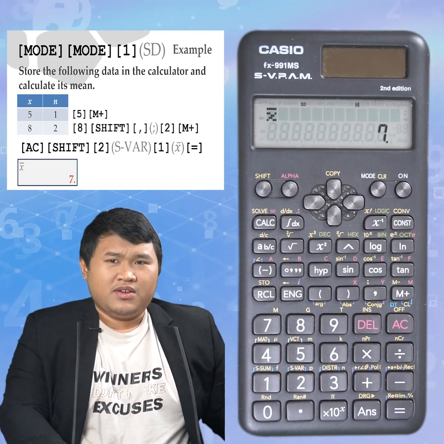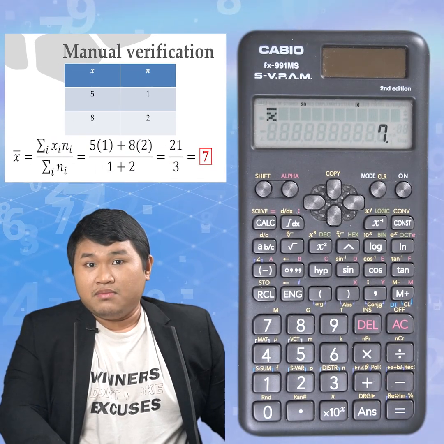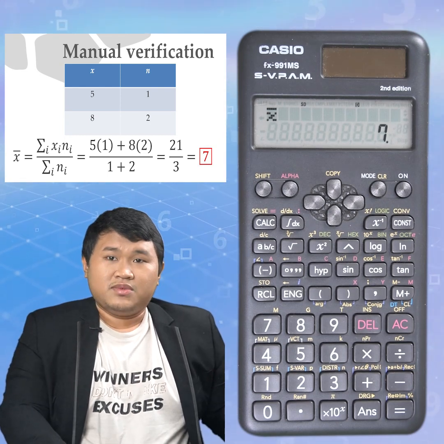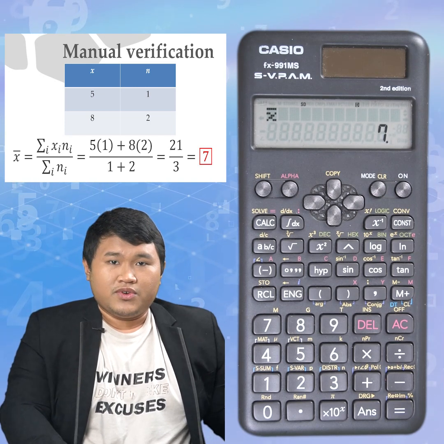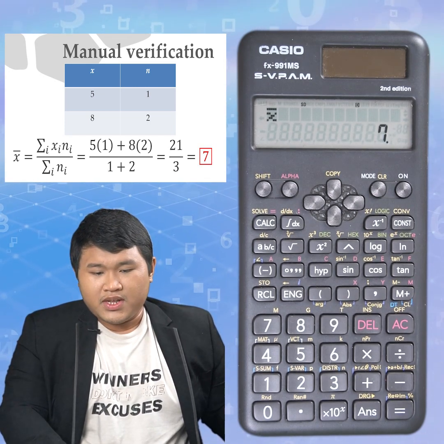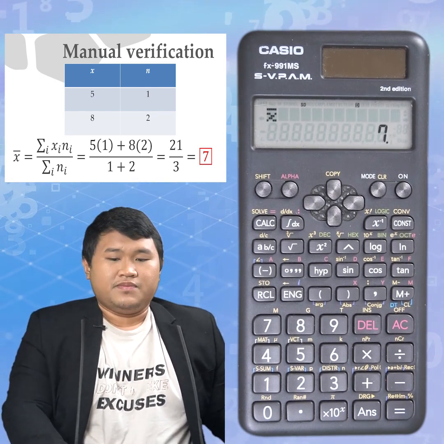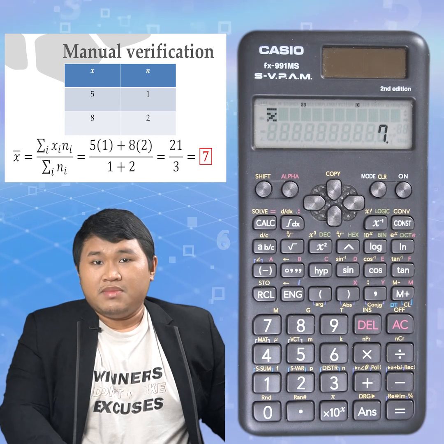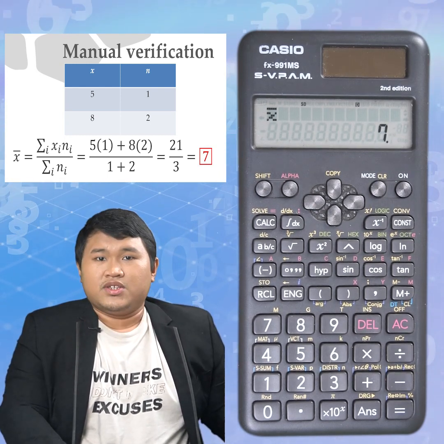Now to verify, is this correct? Let us verify this manually using the weighted mean concept. That's 5 times 1 for the first data value plus 8 times 2 for the second data value, divided by the total frequency, which is 1 plus 2. This gives us the same answer as before, which is 7. And that's how you calculate the mean using the SD mode in the FX-991MS second edition calculator.